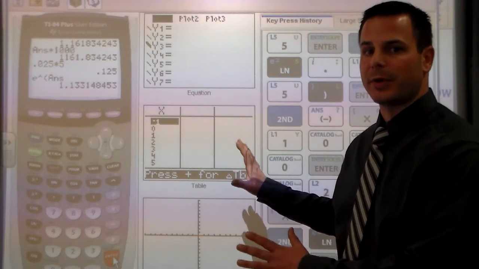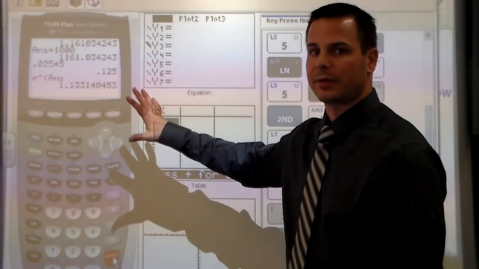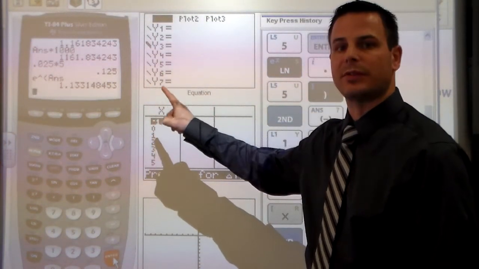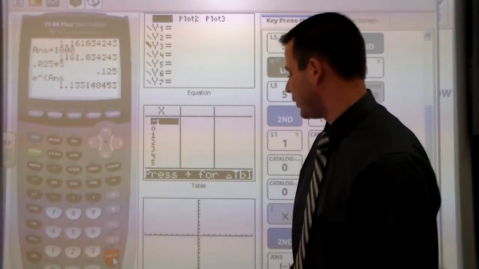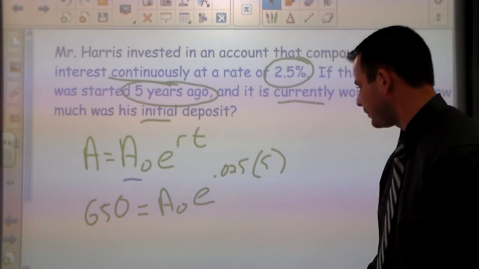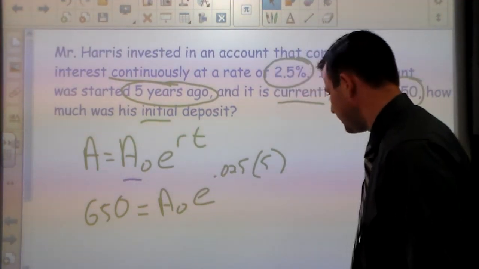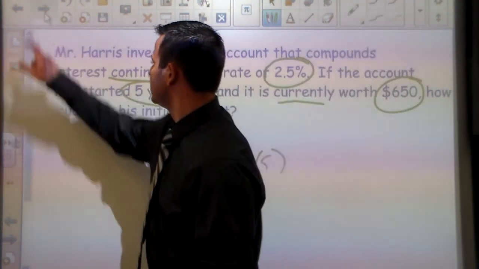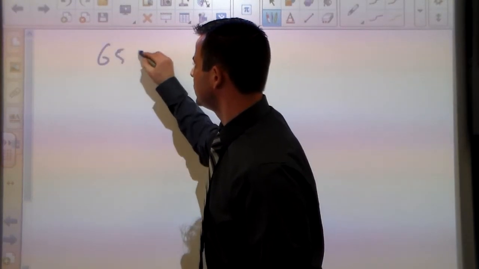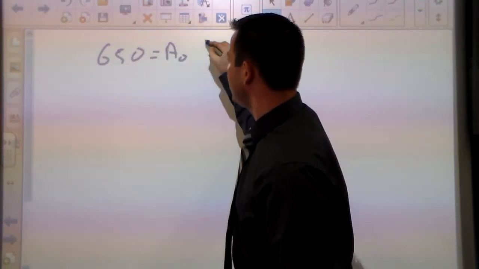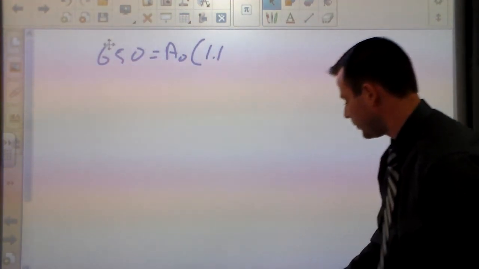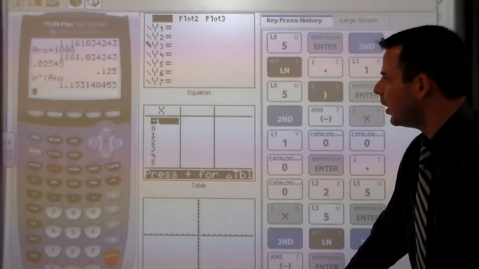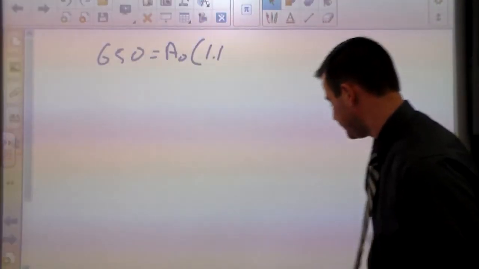1.133. Now I'm going to write this number down. That's not the number I'm going to use. I'm going to use the answer function in my calculator. But I'm going to write this to see what my next step is. E to our power is 1.133. So we have 650 equals A naught times 1.133.